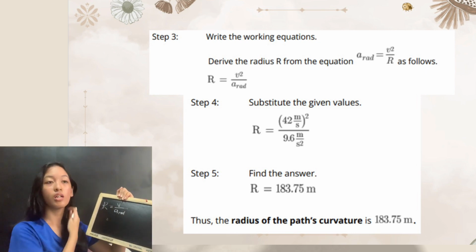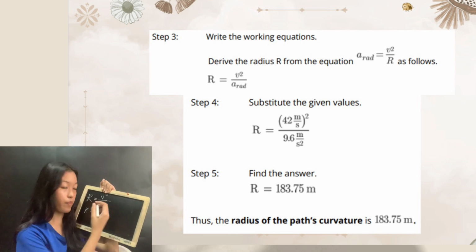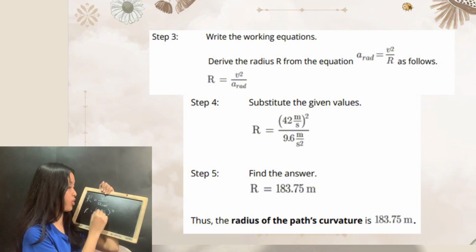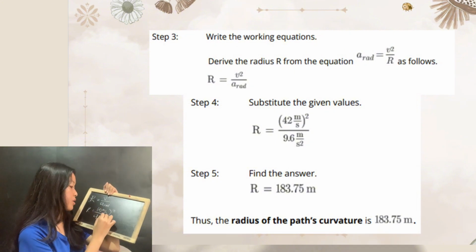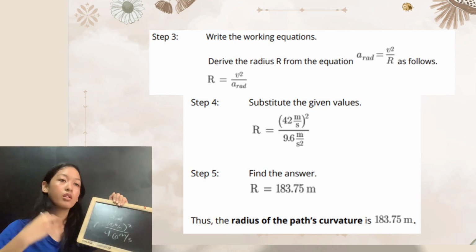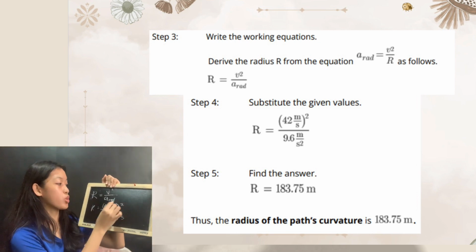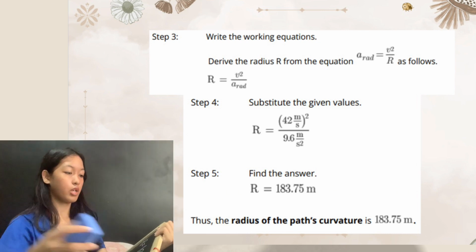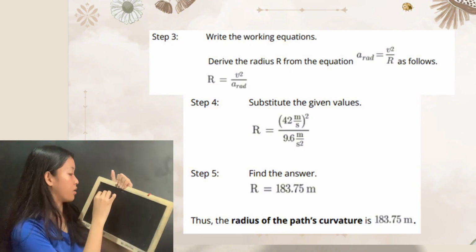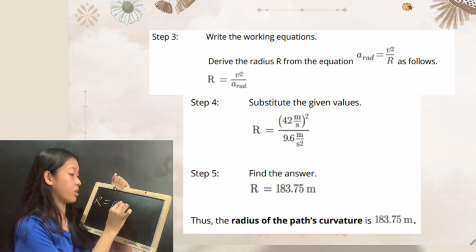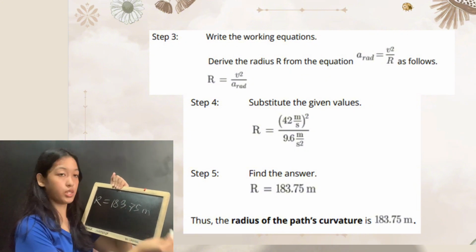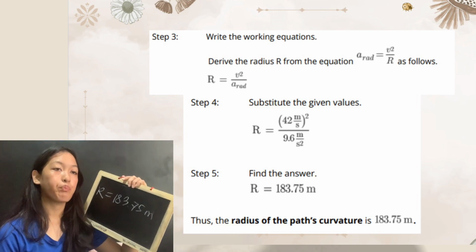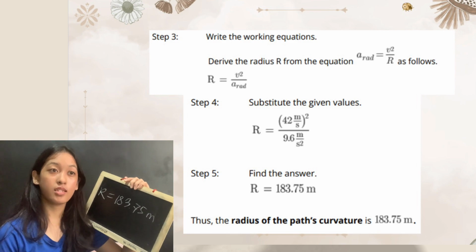Next we substitute. The radius equals the speed of 42 meters per second squared over the centripetal acceleration of 9.6 meters per second squared. So we solve 42 squared over 9.6. You can do it step by step or directly. The answer is radius equals 183.75 meters. So that is the radius of curvature. The squared units cancel because you are dividing.